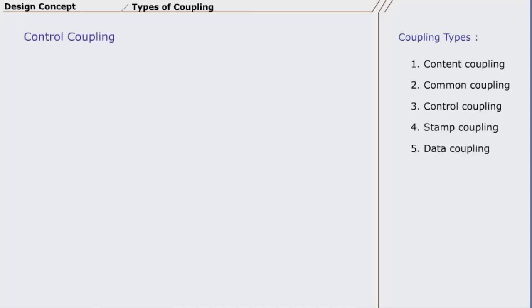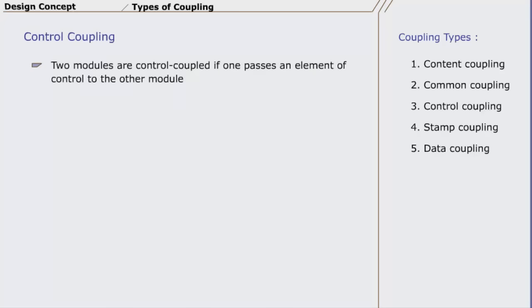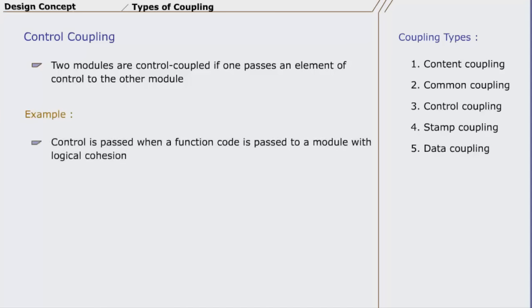Number 3. Control coupling. Two modules are control coupled if one passes an element of control to the other module, that is, one module explicitly controls the logic of the other. Therefore, two modules are not independent. For example, control is passed when a function code is passed to a module with logical cohesion.